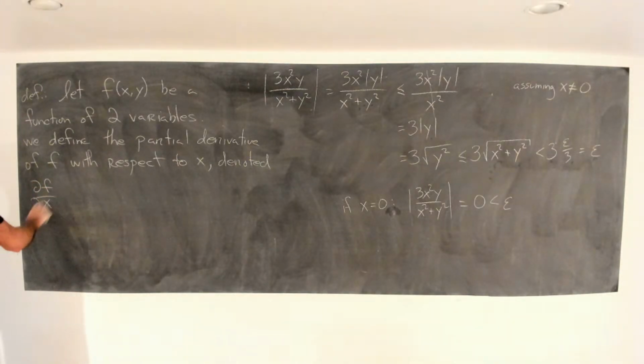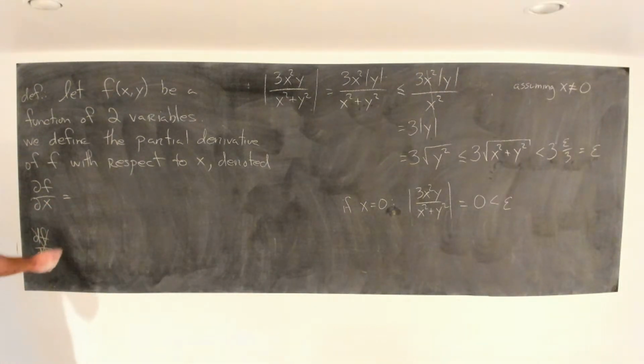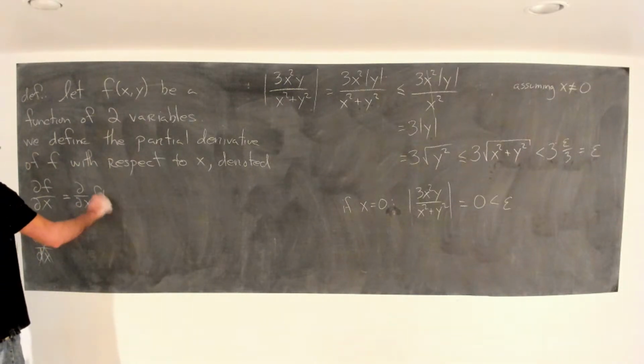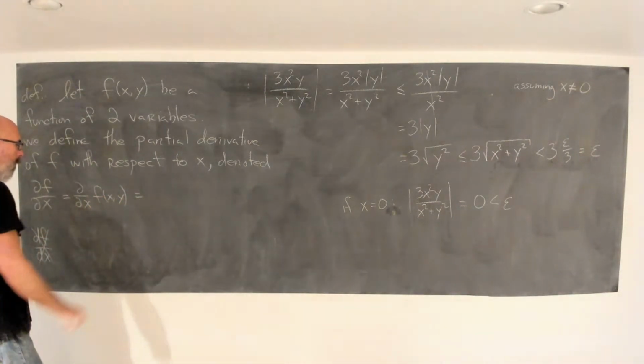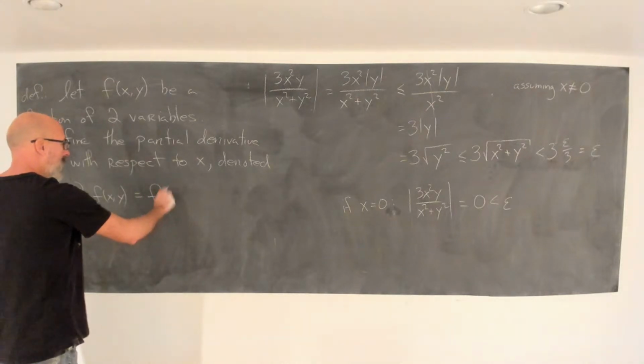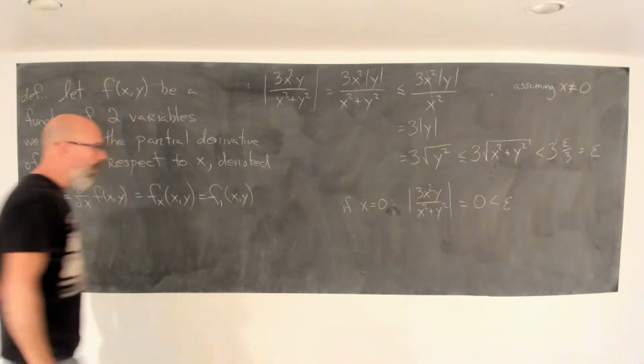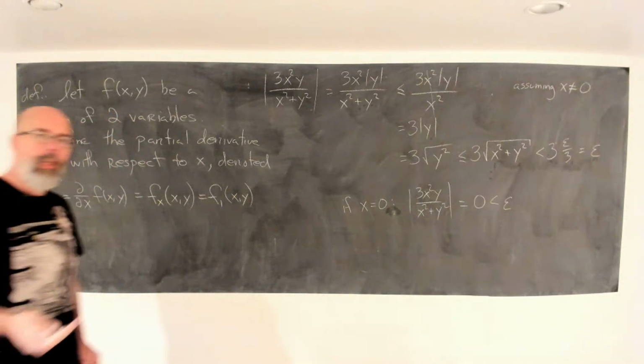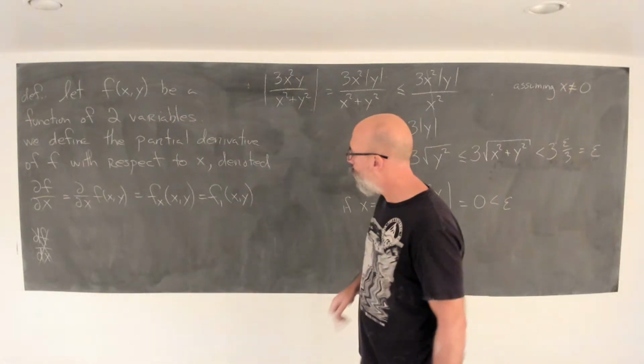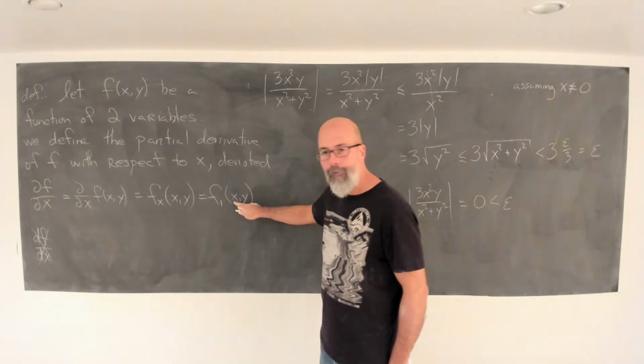df dx, and these are squiggly d's, right, as opposed to the straight d that we had in the one variable case. So df dx, or d by dx of f of x, y, or f_x of x, y, or f1 of x, y. These all mean the same. They all mean the partial derivative of f with respect to x. One here as in the first variable.